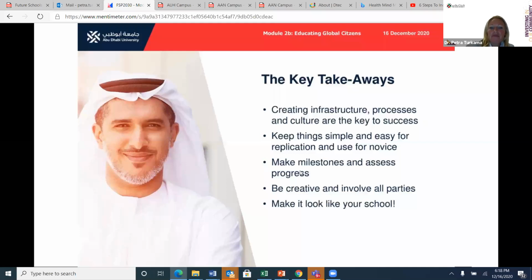So that was it for today. The key takeaway: creating infrastructure, processes, and culture are the key to success. Keep things simple, easy for replication, even for the use of the novice. And maybe flip things, getting the students to teach us as teachers, and not overpower everything with technology, but rather think about some low-key things, like these marshmallow challenges or spaghetti challenges. Make milestones, assess progress. So really try to find ways to measure this.